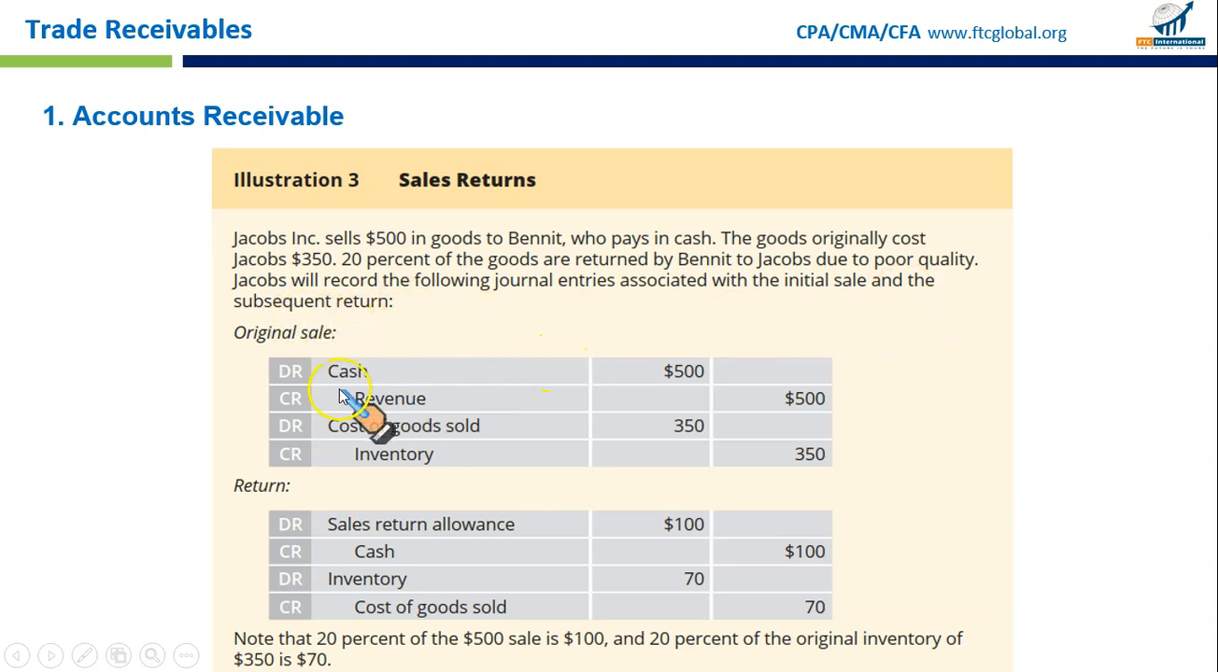So, this is the original sale: debit cash, credit revenue, debit CGS, credit inventory, perfect. When the return is made, which is 20% of this amount, you debit 20% of 500, that is 100, debit sales return, credit cash. And of course, if 20% of 500 is your selling price, then 20% of 350 would be your cost. So 20% of 350 is 70, debit inventory, credit CGS, right? That's the explanation given right at the bottom of the slide.